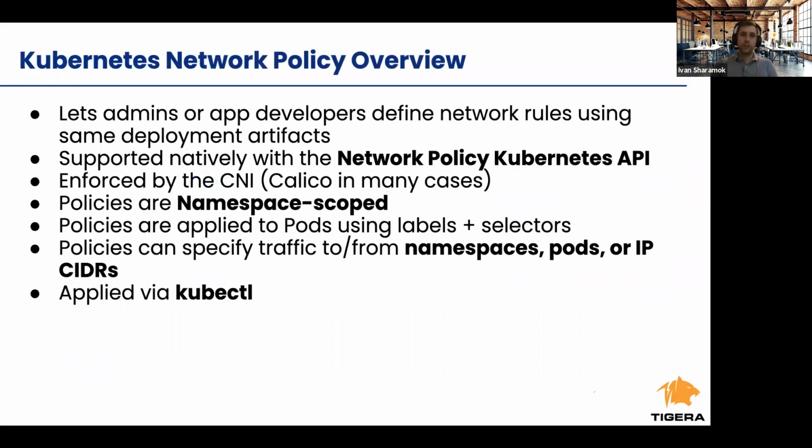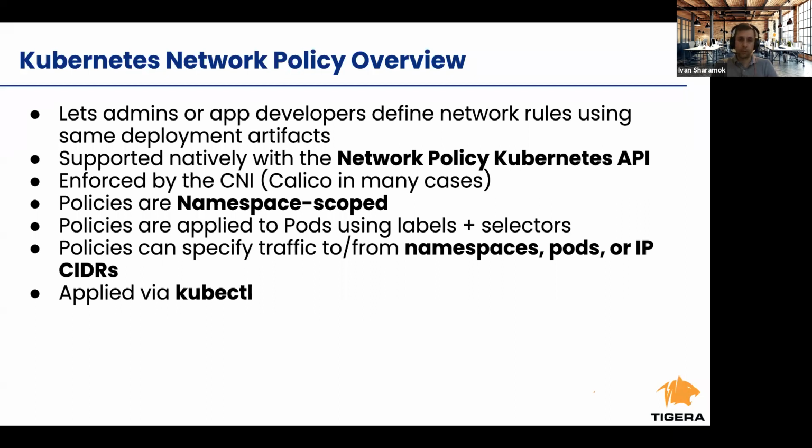Jumping to the Kubernetes network policy, network policies were designed to allow admins, operators, and developers of the Kubernetes platform to define network rules and deploy them using the same tools into the Kubernetes platform. They support the native network policy Kubernetes API enforced by the CNI. In many cases, Calico is used for that.